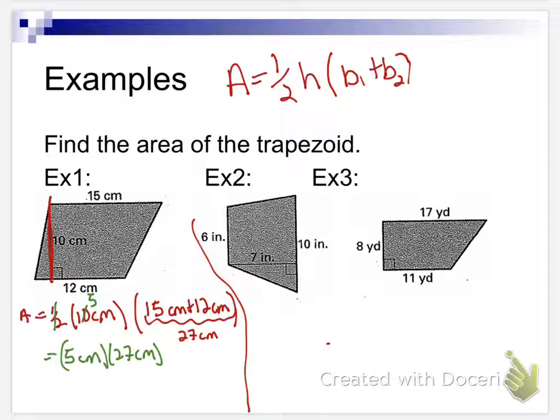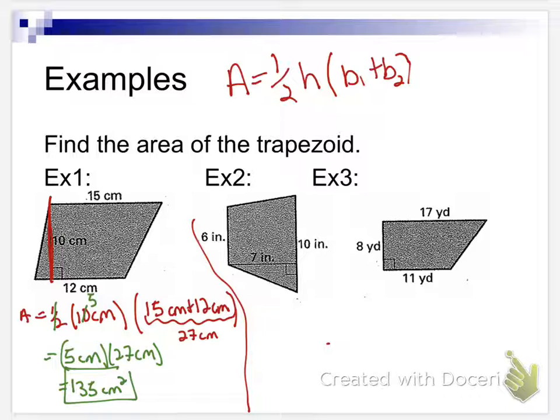Let's see what that's going to be. Get out your calculator. 5 times 27. I arrived at 135 centimeters squared. Still area, so still make sure that unit is squared.